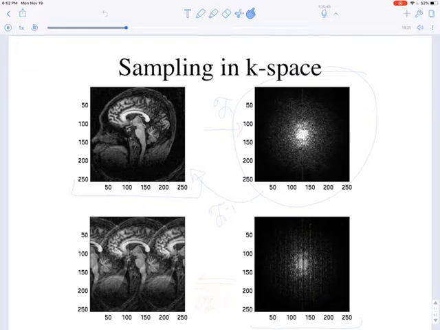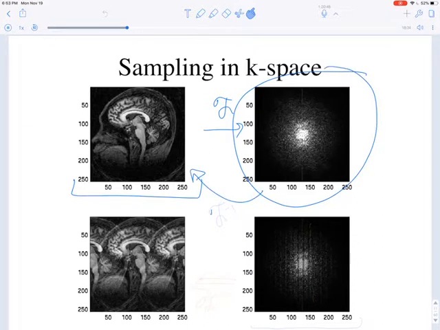The basic idea is that if this is my object, and this is its Fourier transform, then what I'd like to do in MR is acquire this data and then do the inverse transform and come up with an image of my object. That's ideally what I'd like to do. But I don't necessarily have the time to acquire all the data I'd like, so one thing we want to look at is how much data I actually need to acquire. Because we're acquiring data as a function of time, the more data we acquire, the more time it's going to take.